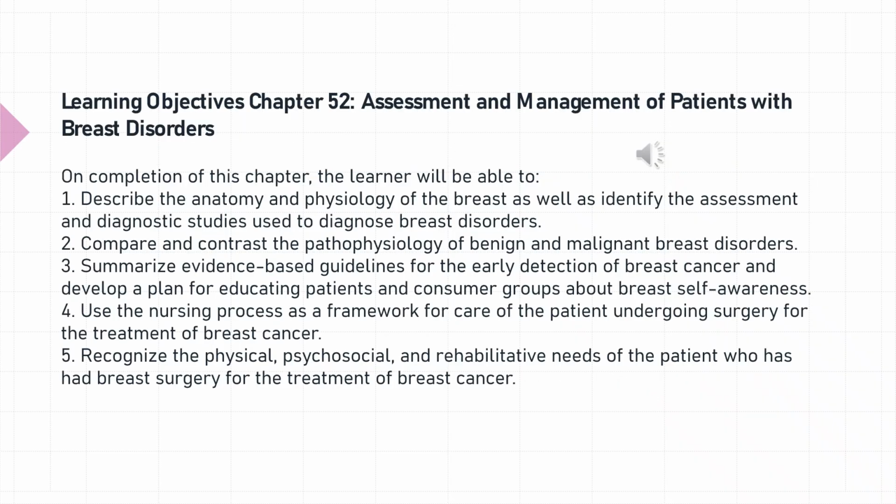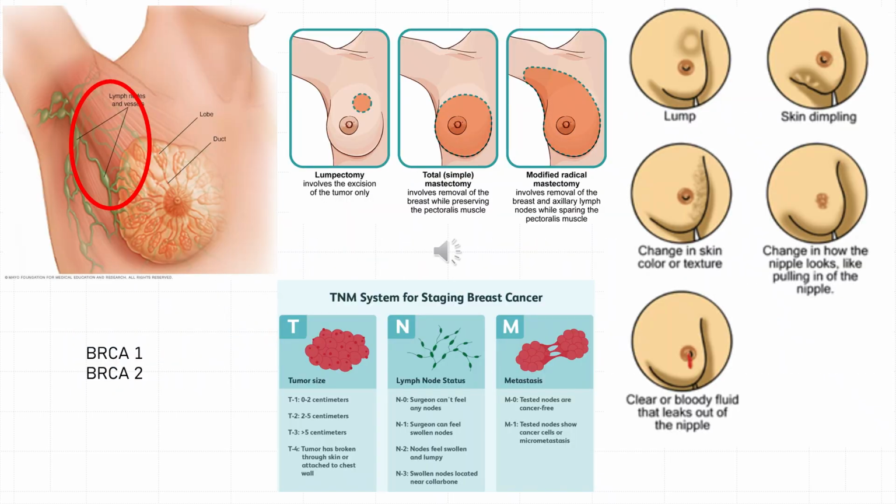Here are the objectives for chapter 52. For our breast disorders, I'm going to break it up into benign and malignant breast disorders. So first, we're going to talk a little bit about malignant breast cancers and tumors.